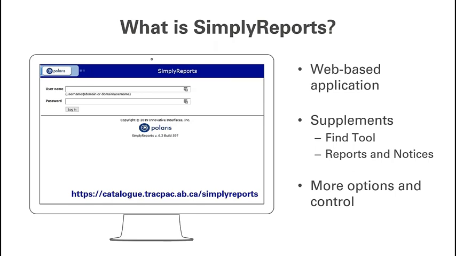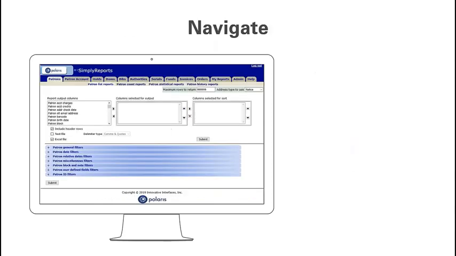When you've been given access and permissions by headquarters staff, you get to SimplyReports from the link shown on your screen here, https://catalog.trackpack.ab.ca/SimplyReports. And you'll get a login screen like this. And here you just log in with your Polaris username and password. This is the landing page you'll see. You are now in SimplyReports, so let me show you around.